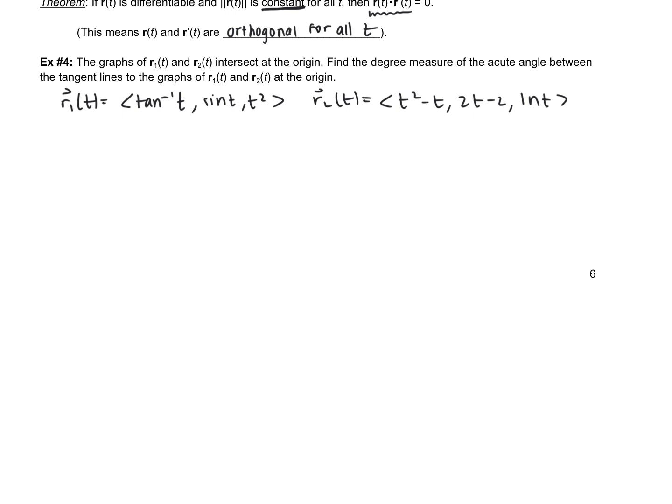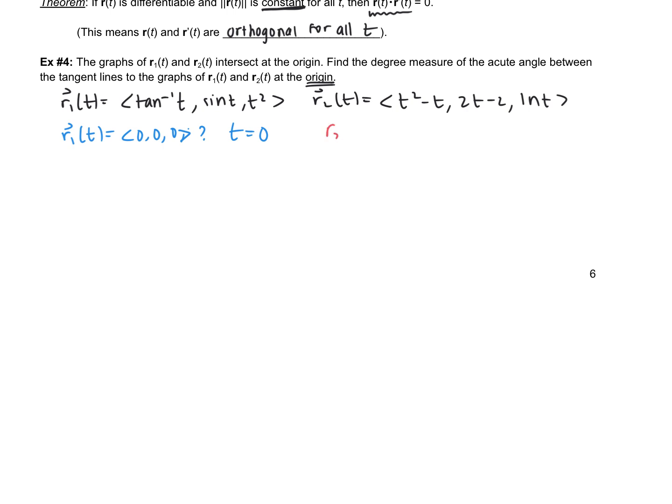Okay, so we're going to find the degree measure of the acute angle between the tangent lines at the origin. First thing is, it is very intuitive to jump in and think the origin happens at t equals 0 for both of these. And that's not the case. So the first thing we have to figure out is, when do these graphs actually hit the origin? So when is r1 of t equal to 0, 0, 0? Well, that happens at t equals 0. So it actually happens at t equals 0.